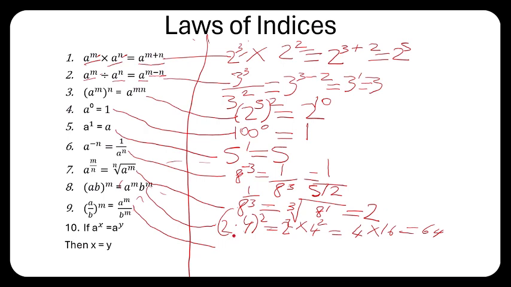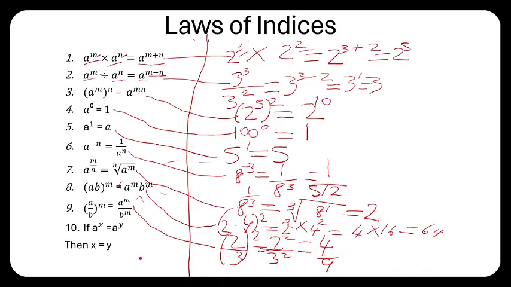A over B raised to power m is equals to what? The same thing as A raised to power m over B raised to power m. So let's take 2 over 3 squared. So this will give us what? 2 squared over 3 squared. So 2 squared is what? 4. 3 squared is what? 9. So that's 4 over 9. You can see it's very simple. Indices is very simple.